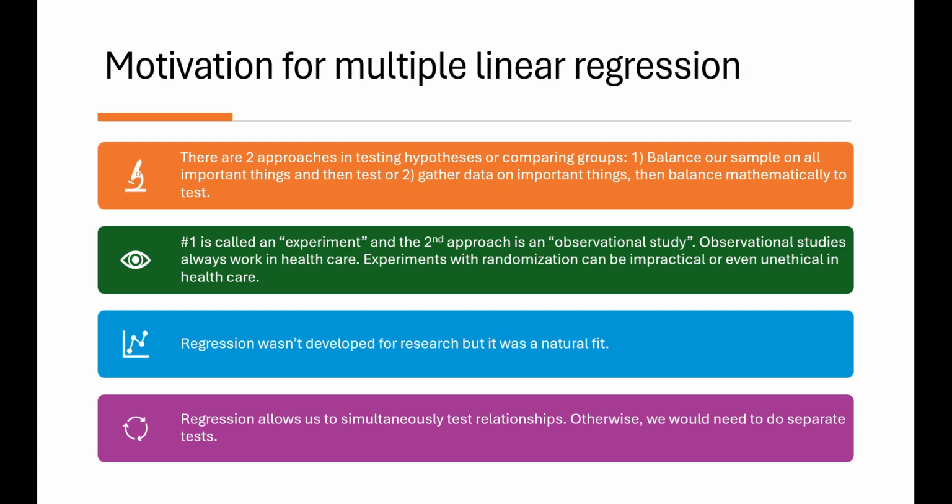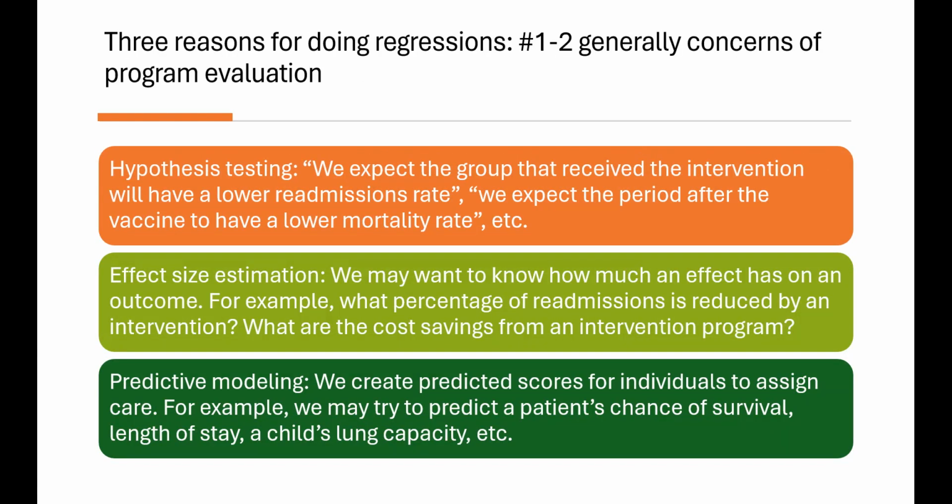Observational studies always work in healthcare. Experiments with randomization can be impractical or even unethical in healthcare. Randomization is a very powerful technique and great to use, but we don't always have that opportunity. Next, we see regression wasn't developed for research, but it was a natural fit. Regression allows us to simultaneously test relationships. Otherwise, we would need to do separate tests.